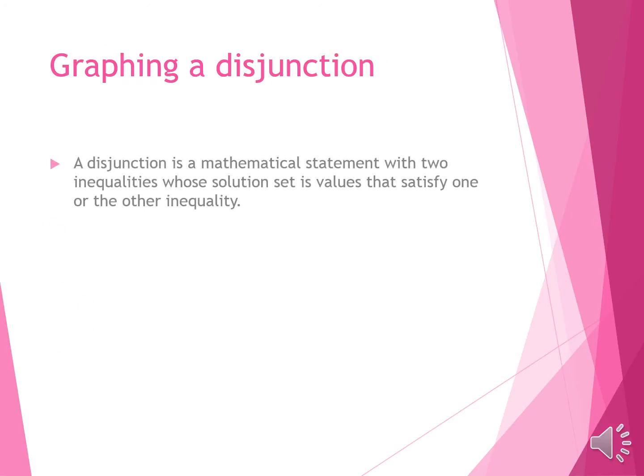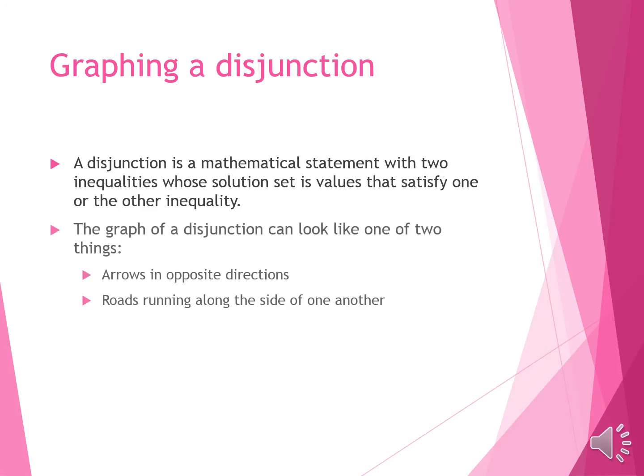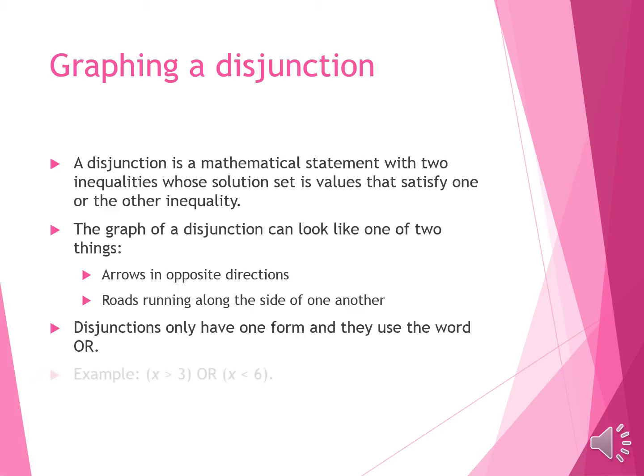A disjunction is where the solution set satisfies one inequality or the other. It can satisfy both, but typically just one or the other. The graph of a disjunction can look one of two ways: arrows that run in opposite directions, or roads that run alongside of one another. Disjunctions only have one form and they always use the word or, as shown below.